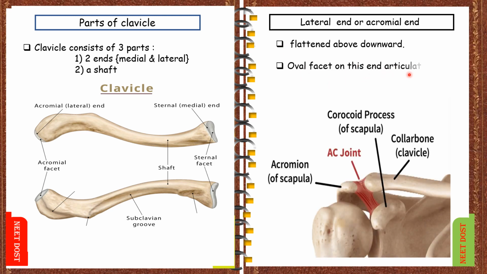Coming to the lateral end or acromial end, it is flattened from above downward. The oval facet on this end articulates with the facet on the medial margin of the acromion to form the acromioclavicular joint, and this is the acromial facet of the clavicular bone that articulates with the acromion process of the scapula to form the acromioclavicular joint, as indicated in the image.